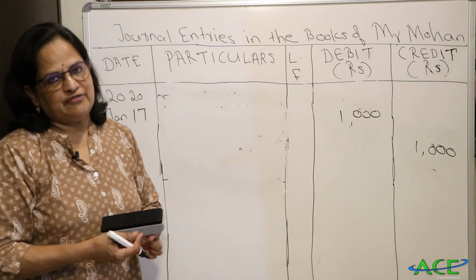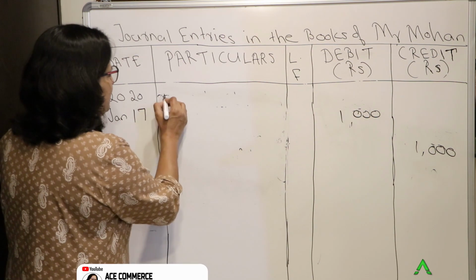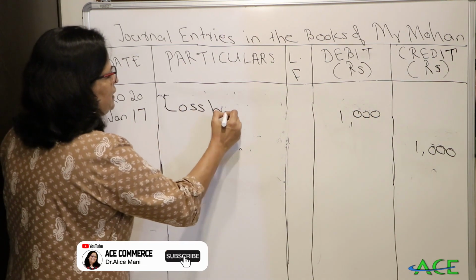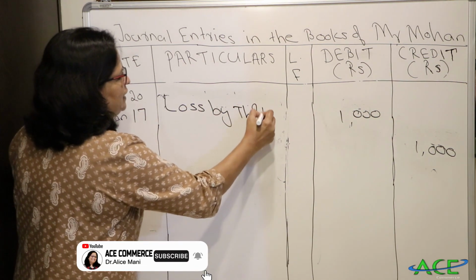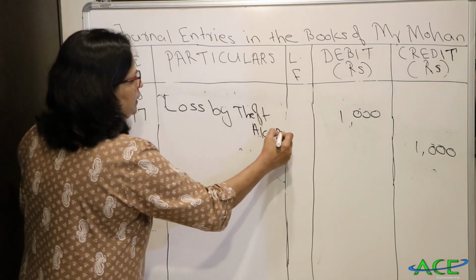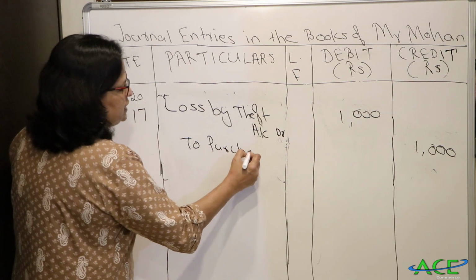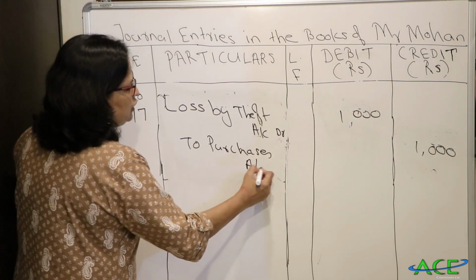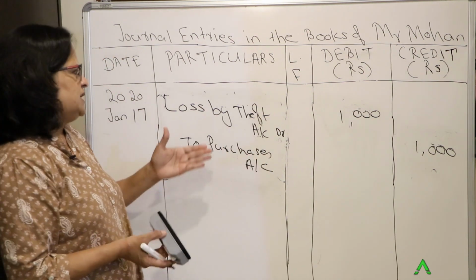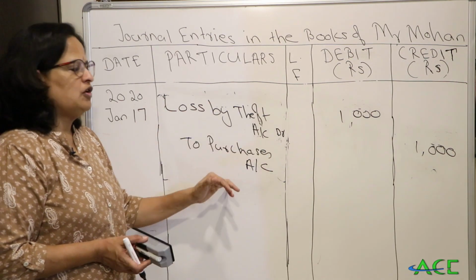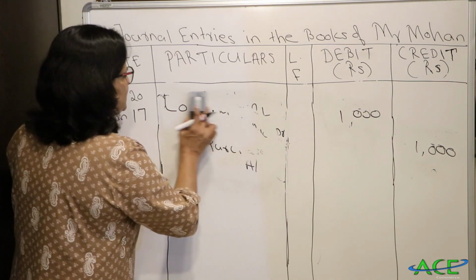Loss of goods by theft. This is a common item. Loss by theft account debtor to purchases account. This is a usual item. Loss by theft, loss by fire, all the same transaction. Loss by theft account debtor to purchases account. Next transaction.